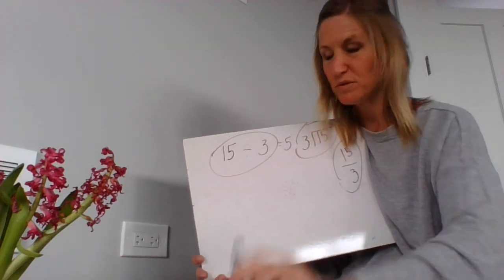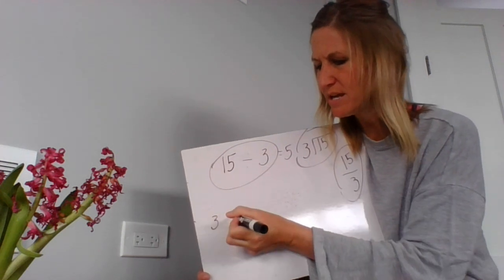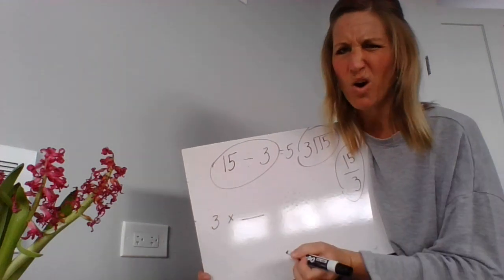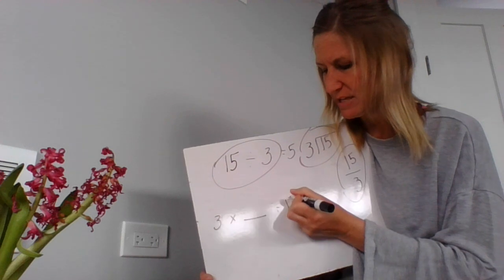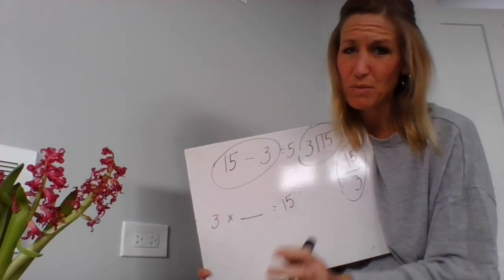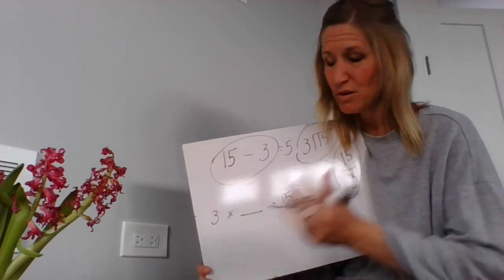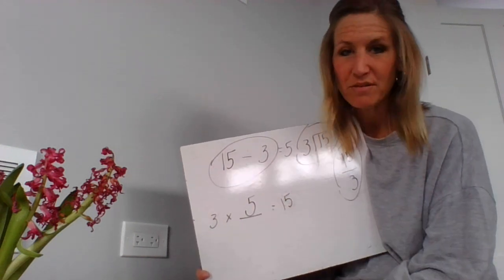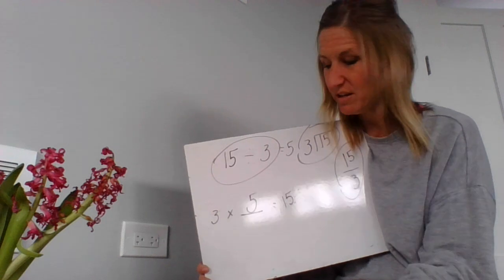And then sometimes people just think, 3 times what would give me 15? We know that multiplication and division are related, right? So you could also think about this as a multiplication equation. 3 times 5 would give you 15. That's good, right?